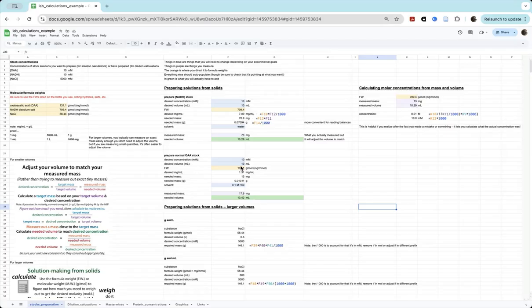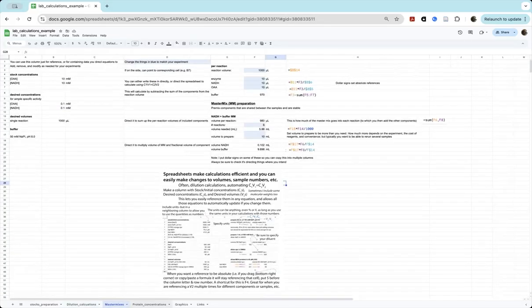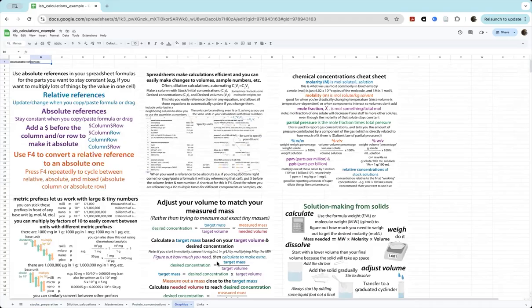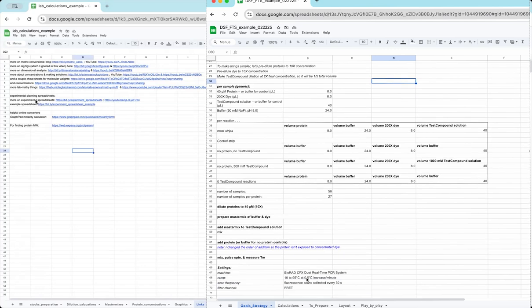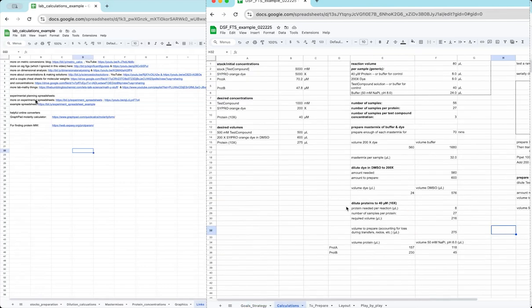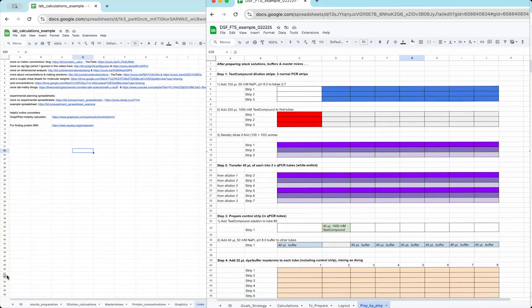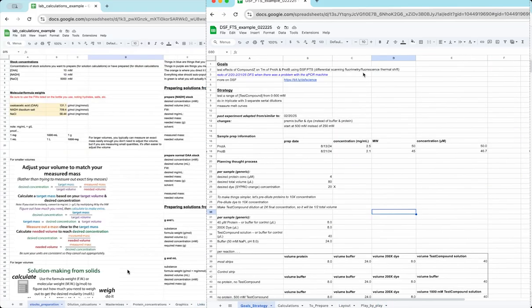And so it goes over preparing stocks, doing dilutions, making master mixes, dealing with protein concentration conversions. I also have a page with graphics and a page with links to various things, including an experimental spreadsheet where I go more into detail of setting up an actual experiment. There are also some cheat sheets for some of these conversions for when you're doing it by hand, and tips for using spreadsheets. But here's just an example.